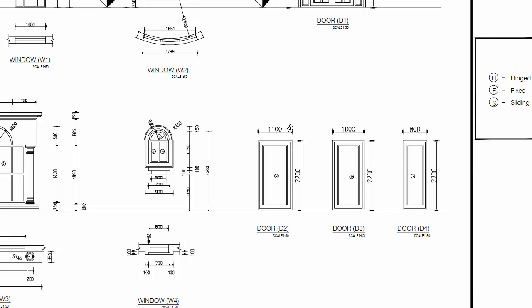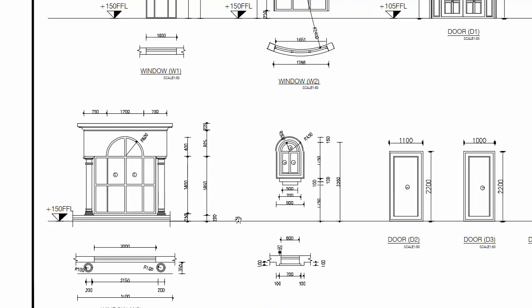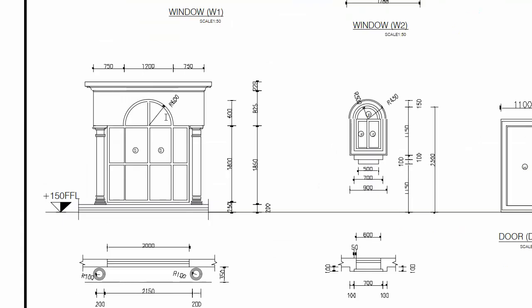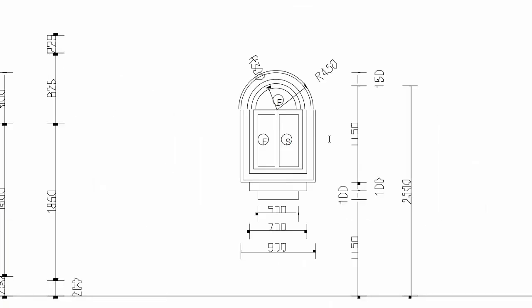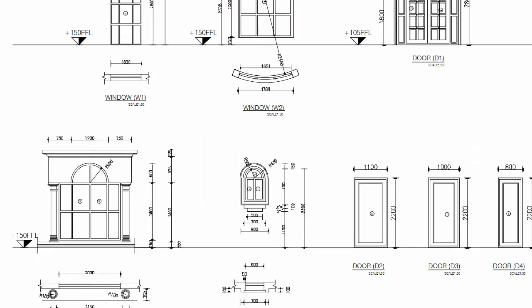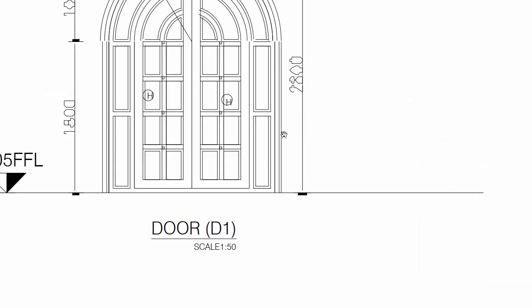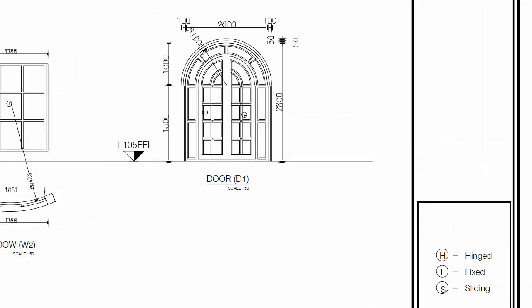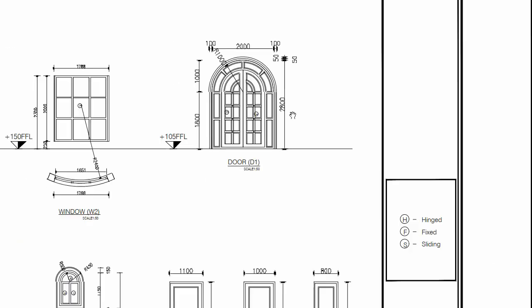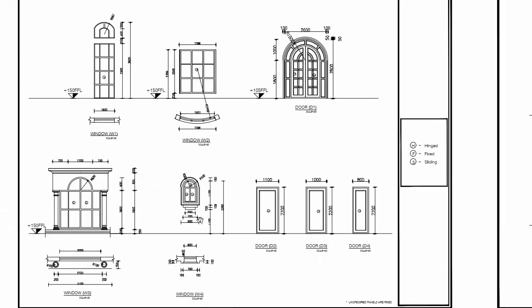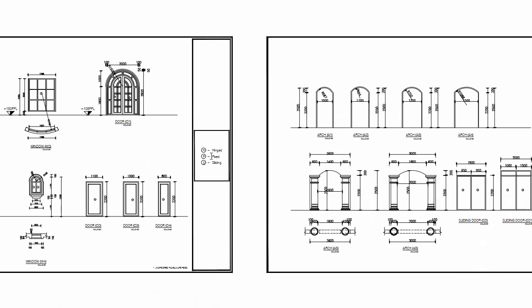You have to create the height of the door and the width of the door. And here you have the window detailings, the radius of this arch, and here we have to add this small window and this glass window. Here we have the window, here we have the sliding door, maybe another door, D1, and so here hinged and fixed sliding.